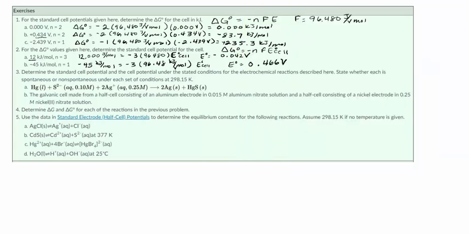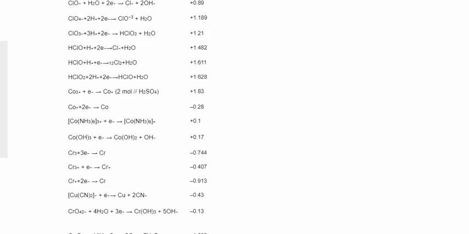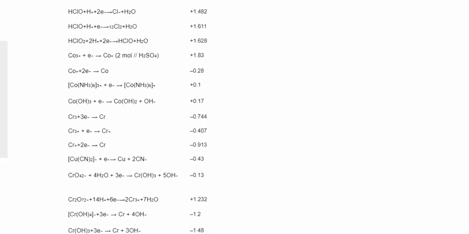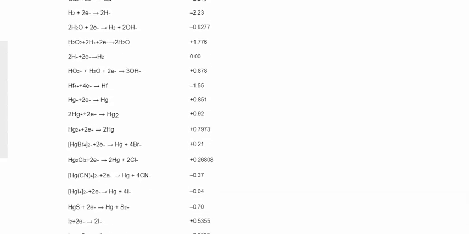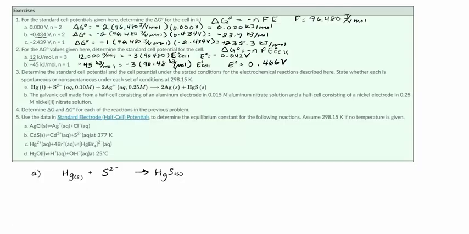Number 3, we're going to determine the standard cell potential and the cell potential under the stated conditions. So for A, I have some mercury and sulfur, and they actually stay in the same half reaction here. One of the ways you can double check that is by consulting the standard reduction potential table within the classroom. This one that is more comprehensive than the one that's found in the lesson is actually by element. So if we scroll down, here's my mercury stuff. So here's my mercury and sulfur compound with 2 electrons forms mercury and sulfur.